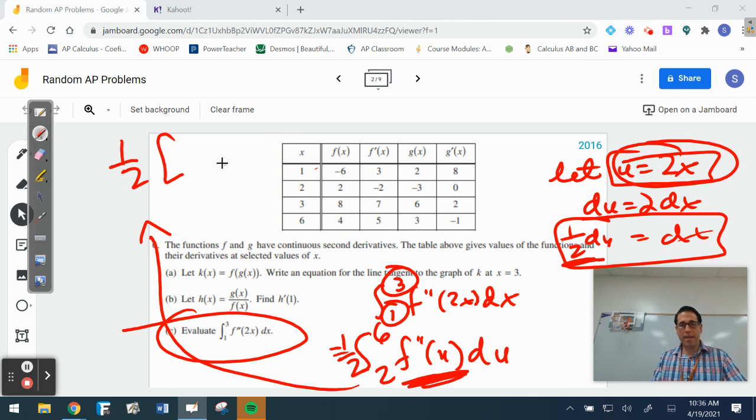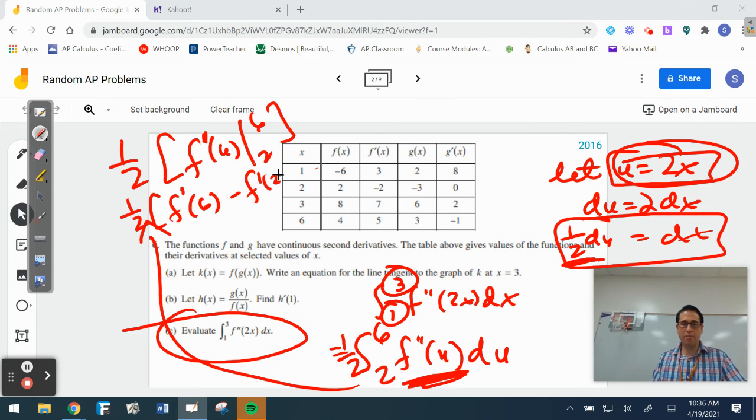Okay? And the antiderivative would just be f prime of u. I'm going to do that from 2 to 6. So then I'm going to have 1/2 times f prime of 6 minus f prime of 2. Let me get you points so far. Okay, so the antiderivative, which would be this, would be worth 2 points.